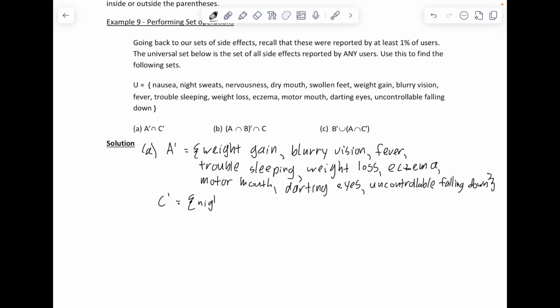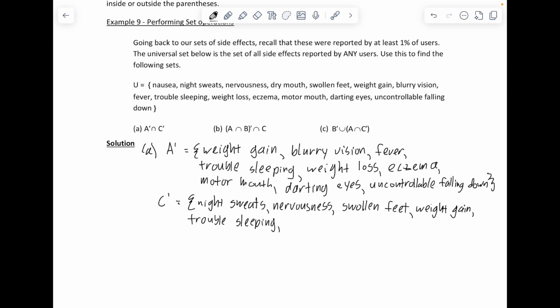But it includes night sweats, nervousness, swollen feet, weight gain, trouble sleeping, motor mouth, darting eyes, uncontrollable falling down.